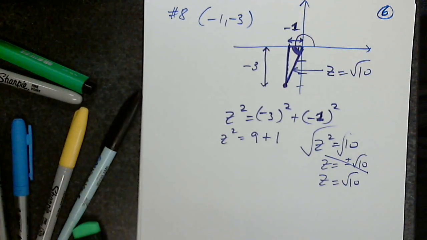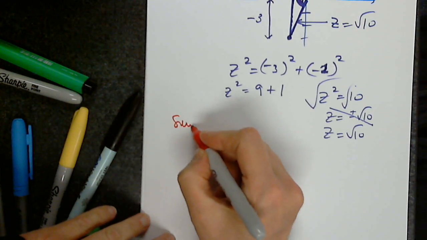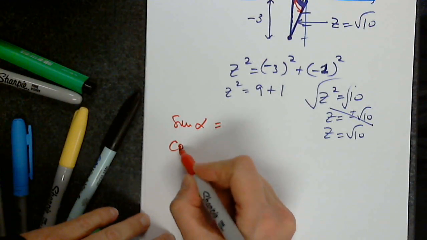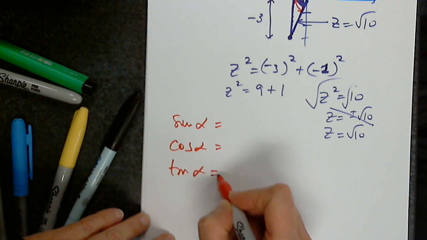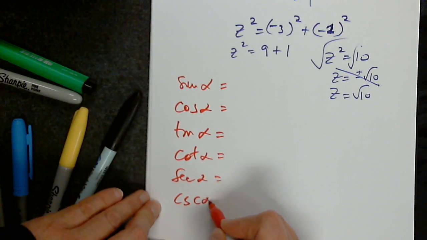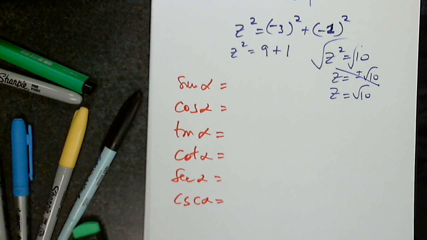Right. Okay, so sine alpha, alpha being this, cosine alpha, tangent alpha, cotangent alpha, secant alpha, cosecant alpha. 1 minute, please work on this and tell me the answer. I'm taking my attendance.